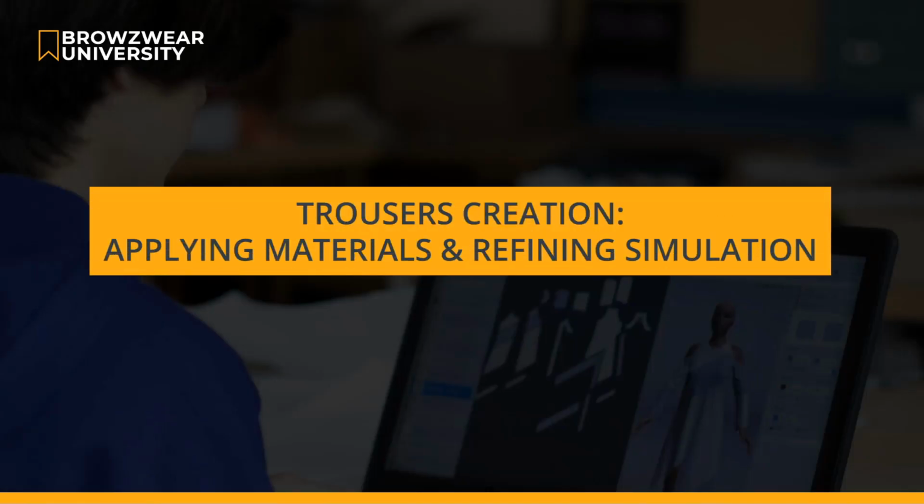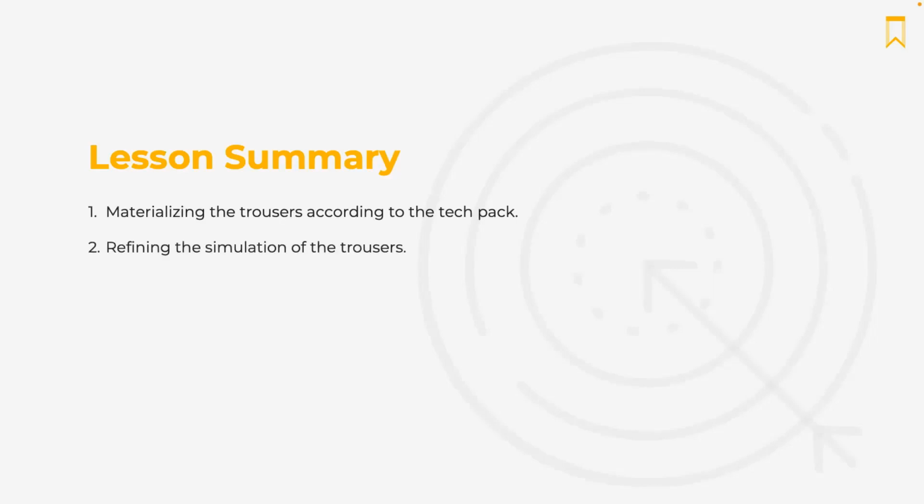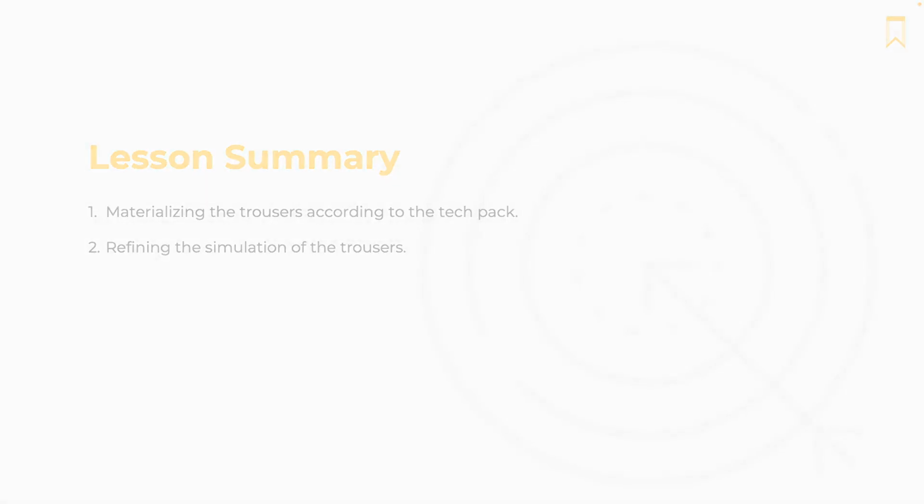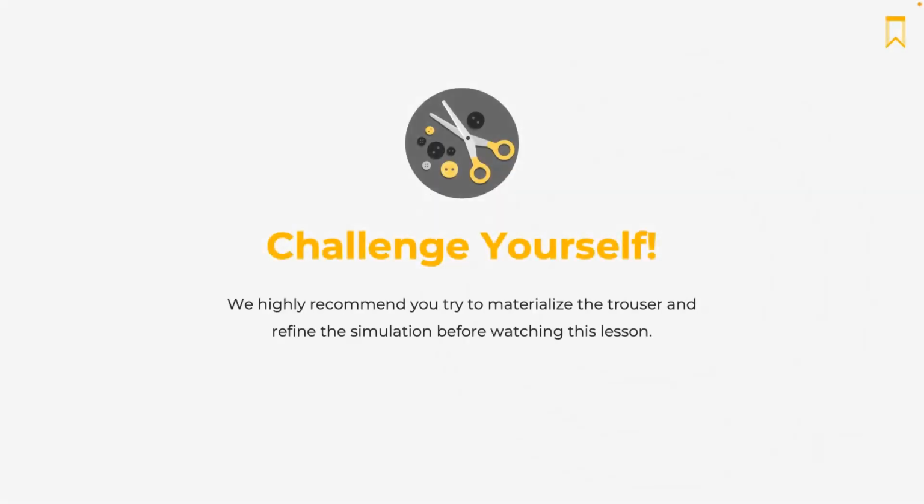We have completed the construction of the trousers, and all we are left with is applying the materials. In this lesson, we run through the process of materializing the trouser according to the specification sheet and refining the simulation. We highly recommend that you try materializing and refining the trouser first with the knowledge that you have. Then, use this video to verify and review. If you'd like to try it out first, pause the video now.